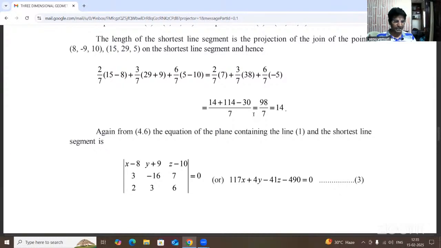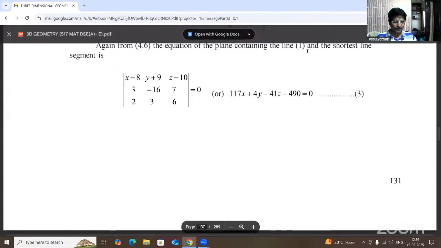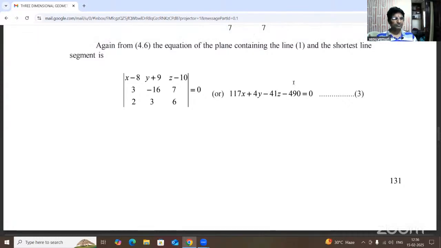Now again, find the equations of the planes from the symmetrical form. How to find the plane equation? The determinant of x minus x1, y minus y1, z minus z1. From the first symmetrical part, write the components x minus 8, y plus 9, z minus 10, and L1, M1, N1, the LMN values 2, 3, 6 found in the above expression. Equal to 0, we are getting 117x plus 4y minus 41z minus 490 equal to 0.